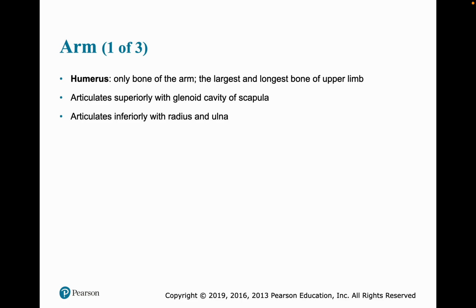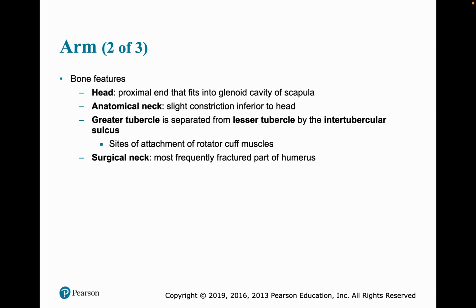Humerus: the only bone of the arm, the largest and longest bone of the upper limb. It articulates above with the glenoid cavity of the scapula, and inferiorly it makes an articulation with both the radius and the ulna. It has a head, which is the proximal end that fits into the glenoid cavity. The anatomical neck is a slight constriction just below the head. The greater tubercle is separated from the lesser tubercle by the intertubercular sulcus, which is an attachment point for rotator cuff muscles. And the surgical neck is the most frequently fractured part of the humerus.